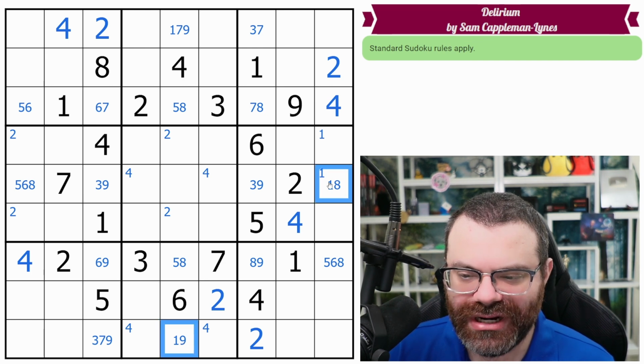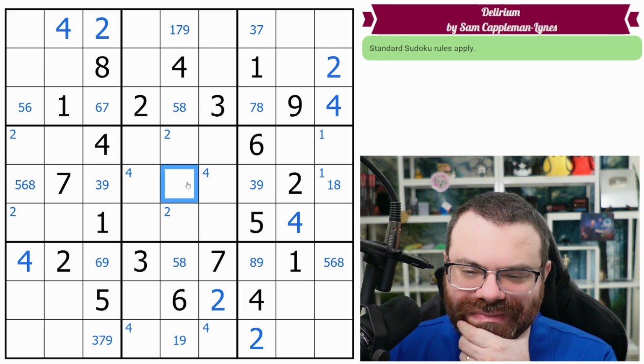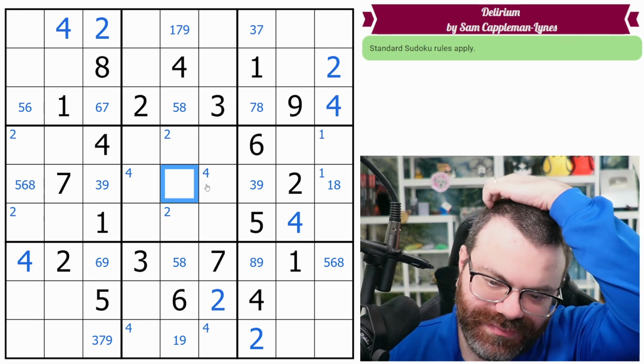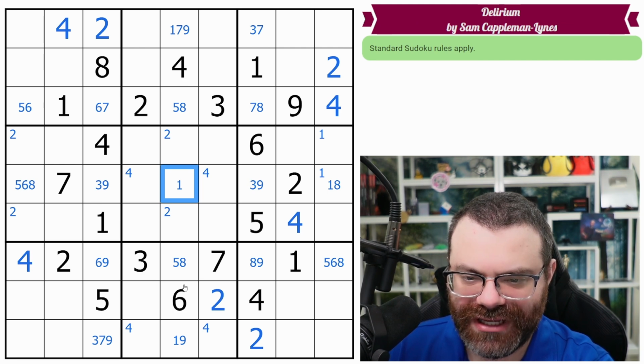This 1, 9 and this 1, 8 seem important, but I'm not sure why yet. This middle cell not being a 2, maybe that's interesting. What can this middle cell be? So it can be a 1. Can't be 2, can't be 3 because of the 3, 9 pair. Can't be 4, can't be 5 because of the 5, 8 pair.